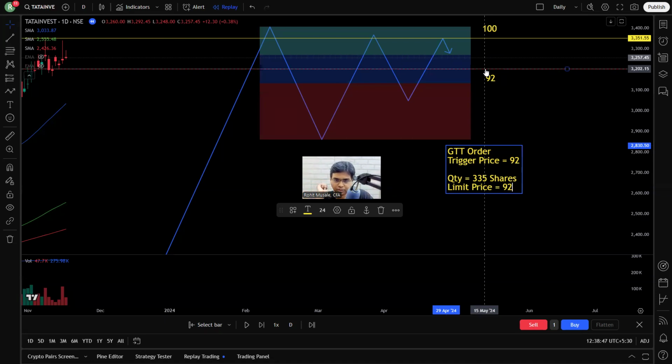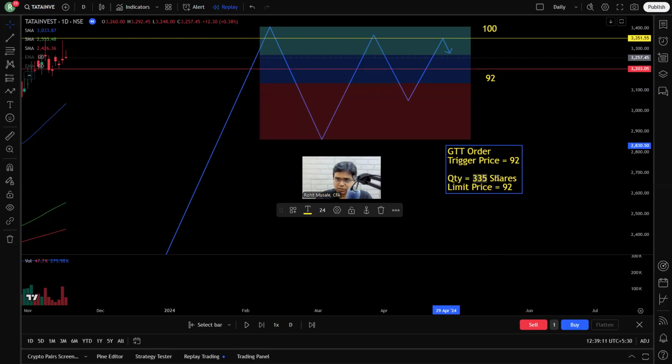Than 92. Correct? So please understand that when you put a GTT order, you have to be crystal clear in your mind what that order means, how the execution takes place, what is the trigger price, what is the limit price, what does the quantity represent. Now, quantity is the number of shares that you want to sell.